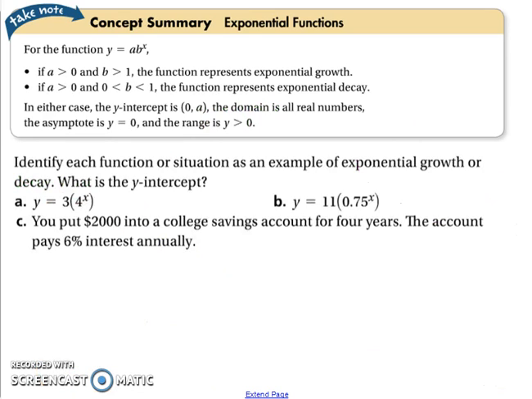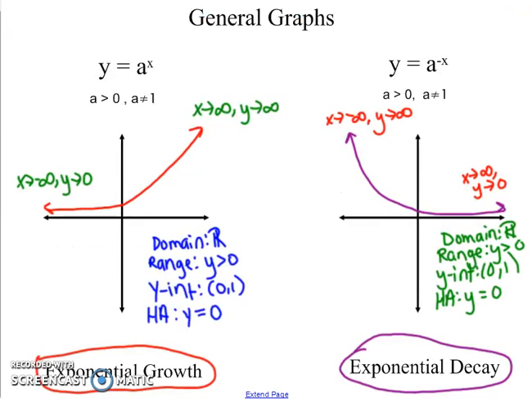So here's the concept summary. You have a function, y equals a b to the x, where a is greater than 0 and b is greater than 1. Then that means it's an exponential growth. So you have two variables here. Now b is like the a that we saw in this example.